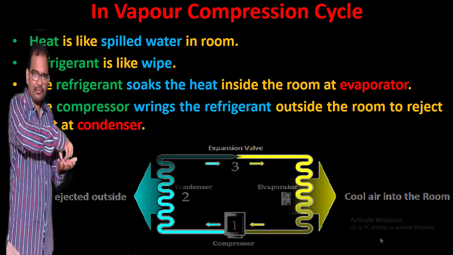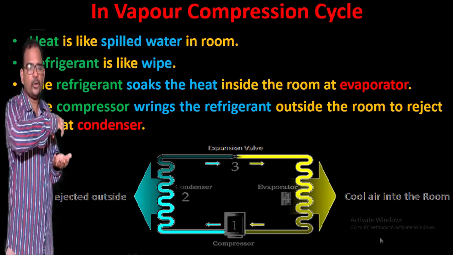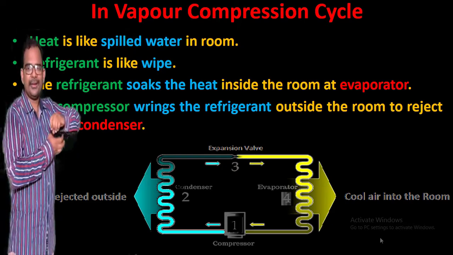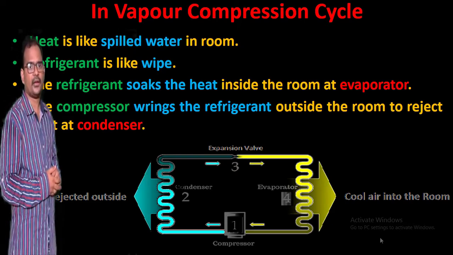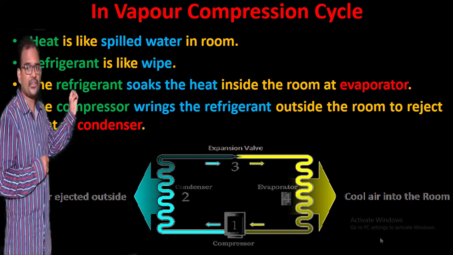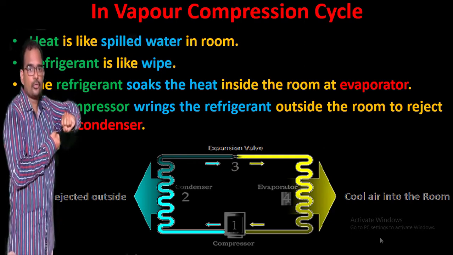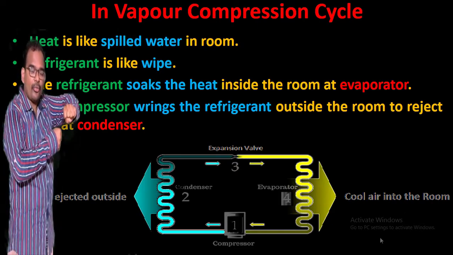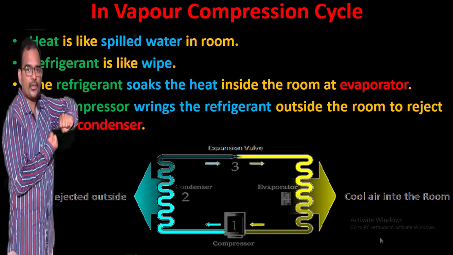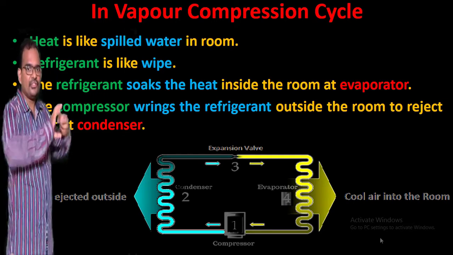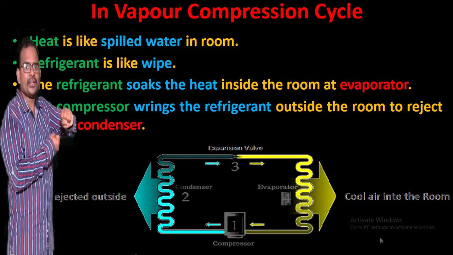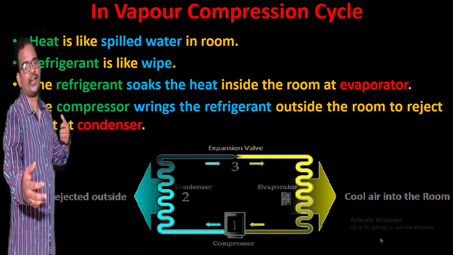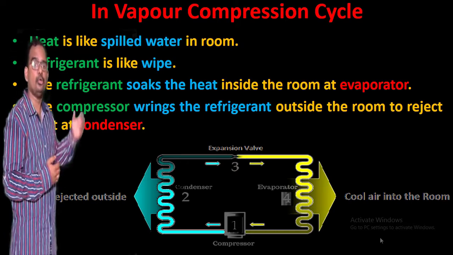And once the wipe has been soaked with the water spilled over the floor, now you need to take this wipe outside and wring it so that the water will be ejected to the outside environment. Similarly, the compressor wrings the refrigerant outside the room to reject the heat at the condenser. Like how the cloth or wipe is wrung to remove the water, in a similar way the refrigerant is wrung by the compressor so that the absorbed heat will be rejected to the outside at the condenser, and this takes place in the outdoor unit.